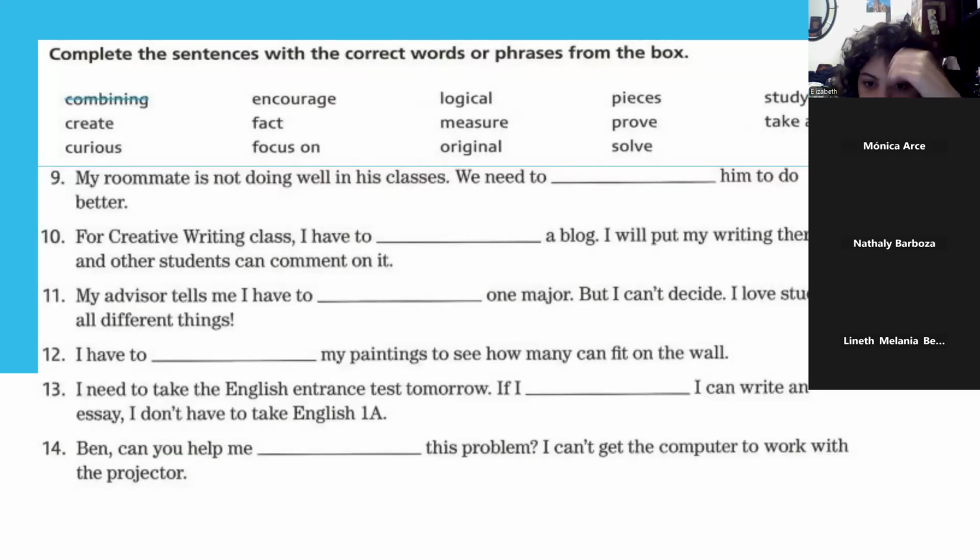No, we. See, my roommate is another person. My roommate is not doing well. So we need to encourage. We need to encourage him to do better.